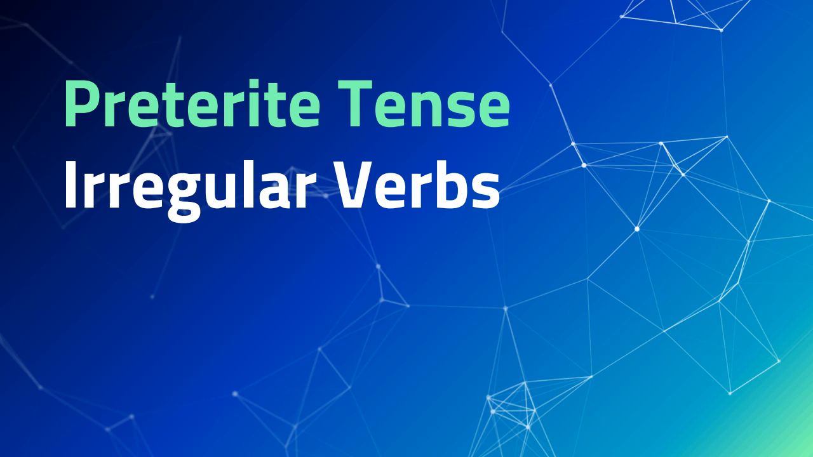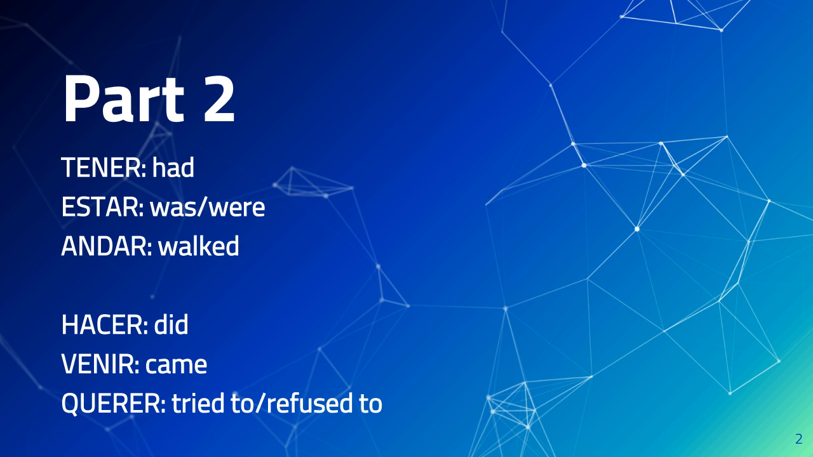Hola, clase. Hoy vamos a hablar sobre más verbos irregulares del pretérito. Today, we're just going to be looking at 6 irregular verbs in the preterite tense. So in the past tense, in the simple past tense. So we have tener. You guys know that's to have. So in the past, it's had.